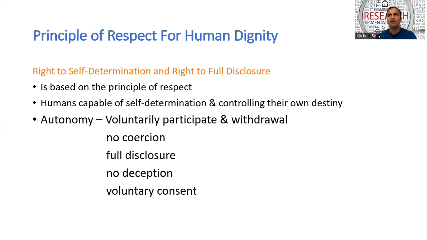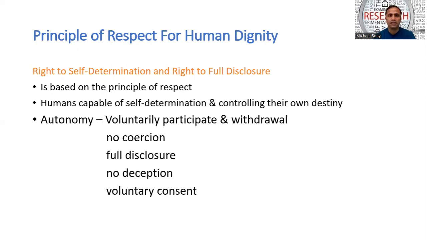The second principle for human dignity is the right to self-determination and full disclosure. It's based on the principle of respect. Humans are capable of self-determination and controlling their own destiny. They have the right to participate in the study voluntarily, and they also have the right to withdraw. This can occur at any stage of the process. There should be no coercion of the participants to participate in the study in any form.